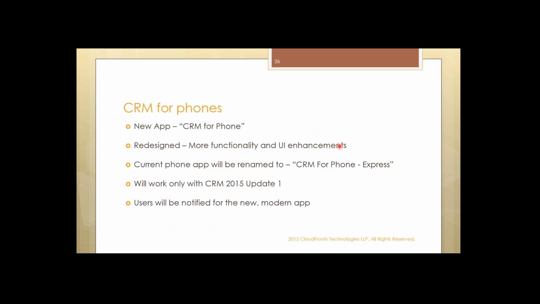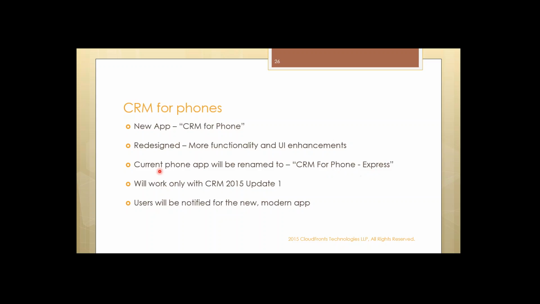It has a better UI. The existing phone app will also continue to exist even after the new app is released, but it will now be renamed as CRM for Phone Express. The CRM Online or CRM entity forms will still have the option to create a mobile form, but it will only be accessible for this Express app. The main form will be shown on the CRM for phone app, and the mobile form will be shown on CRM for phone Express app.